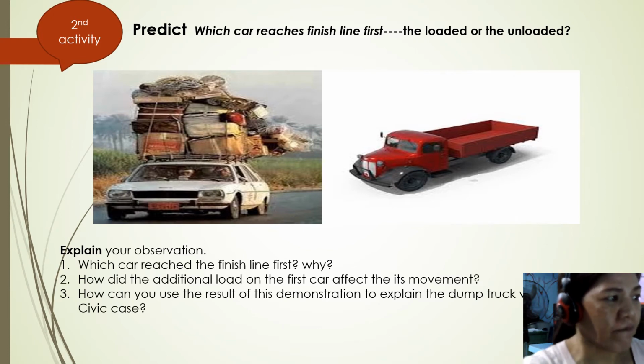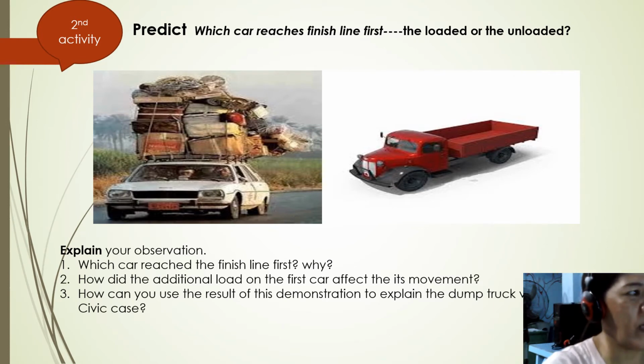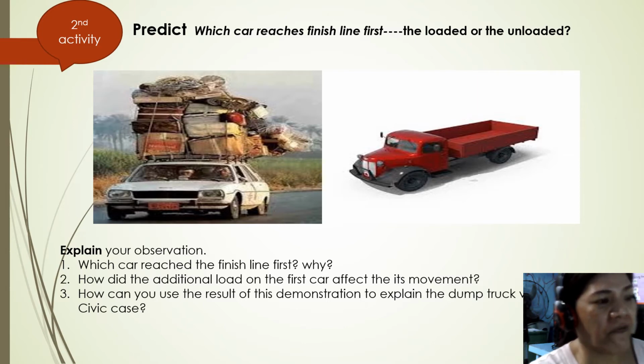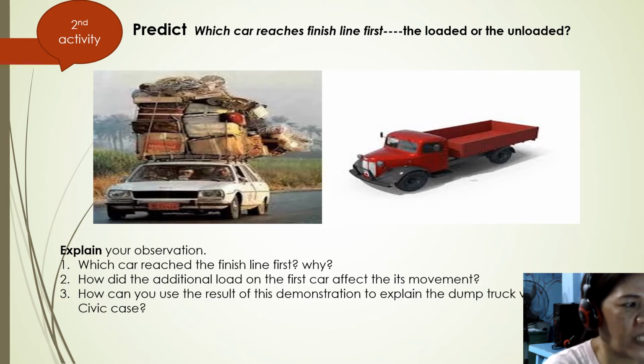Okay. So you have here another activity. Try to predict which car finishes the line first. Is it the loaded or the unloaded? Try to observe how the additional load on the first car affected its movement. Then, how can you use the result of this demonstration to explain the dump truck versus the Honda Civic? So I hope it is clear.